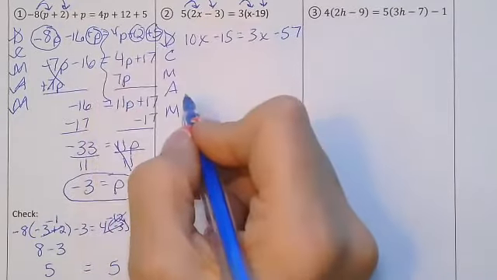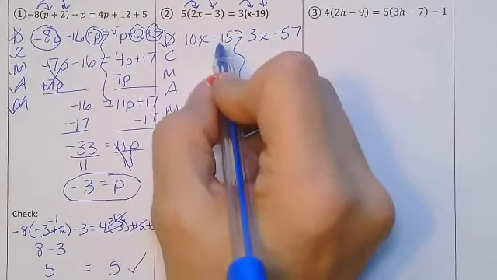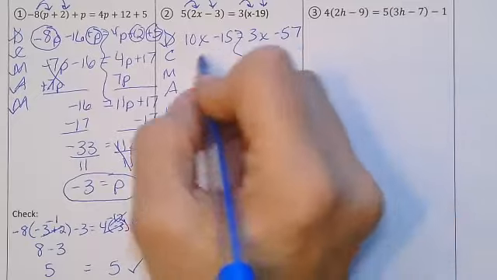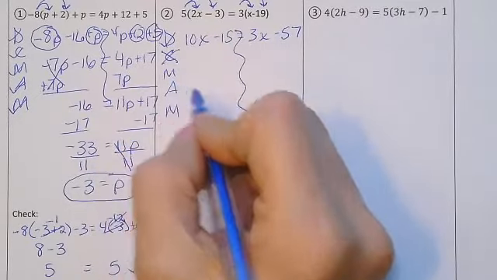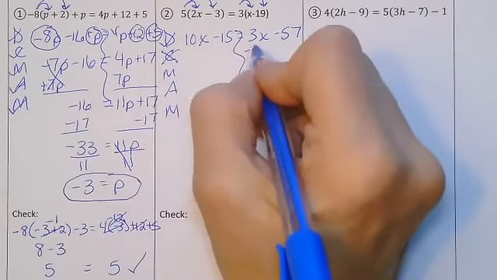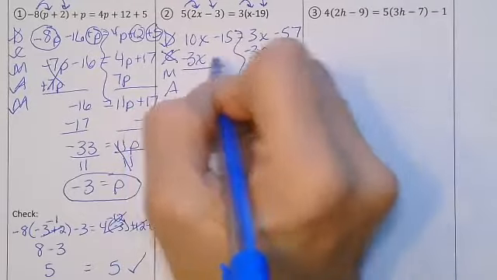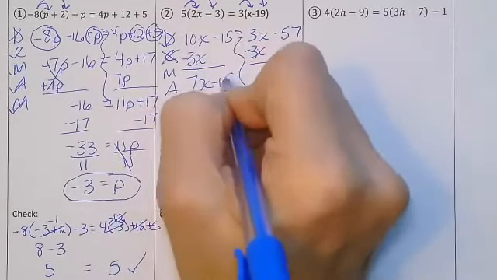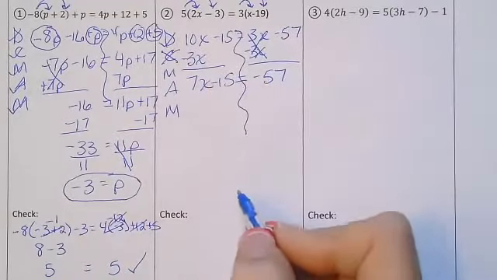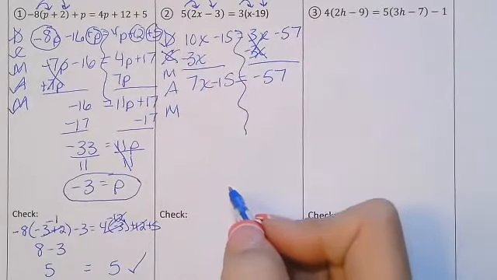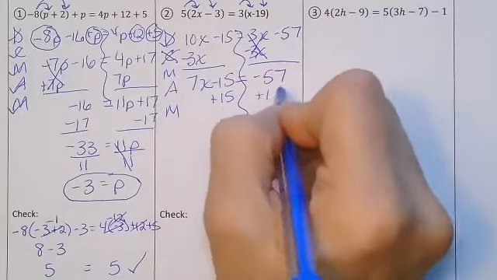Okay, I'm done distributing. Now I'm going to combine like terms. These cannot be combined and these cannot be combined. So I move into the next step, which is to move the variable. So I'm going to subtract 3x from both sides, so that I get my variable on one side of the equation. Now I need to move my constant to the other.